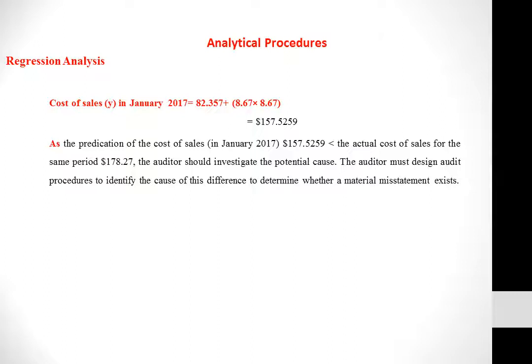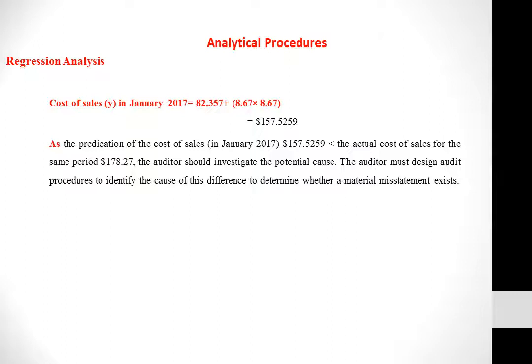So to get cost of sales, which is y, in January 2017, I will use the equation: A equals 82.357 plus B, which was 8.67, multiplied by x, as he gave me for January 2017. So y, cost of sales in January 2017, was $157,259. Okay, so the prediction here was 157,259, and this is less than the actual cost of sales for the same period.